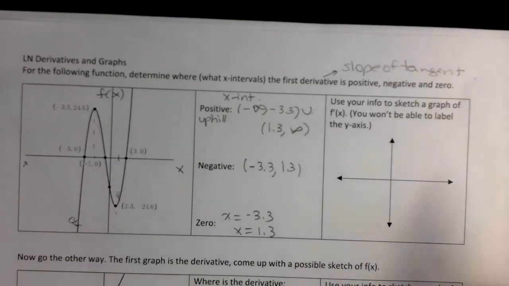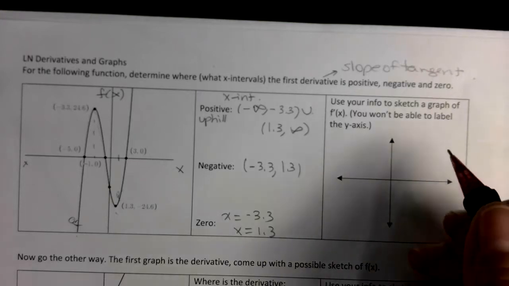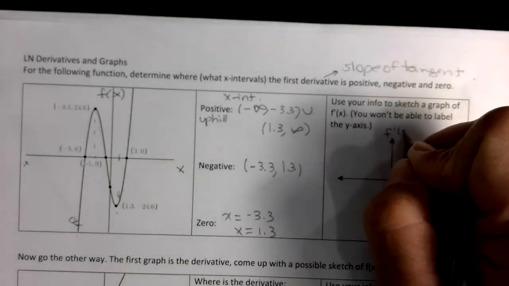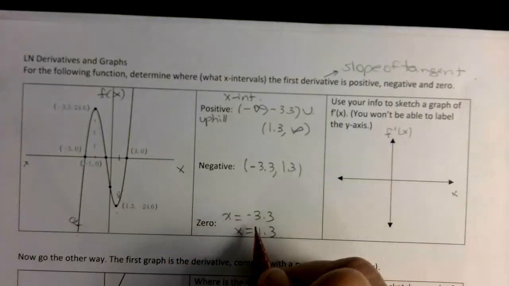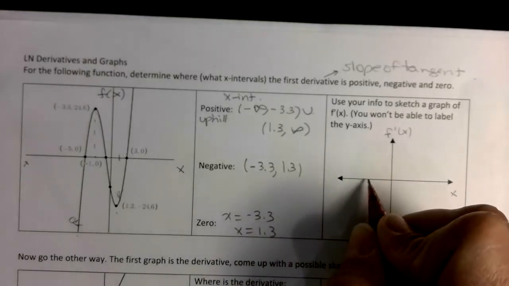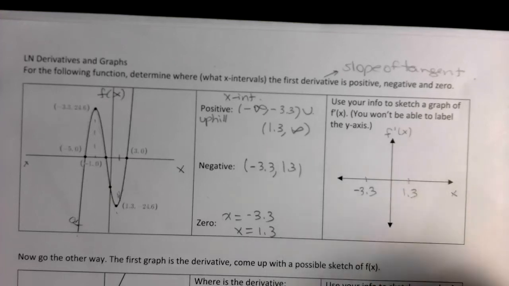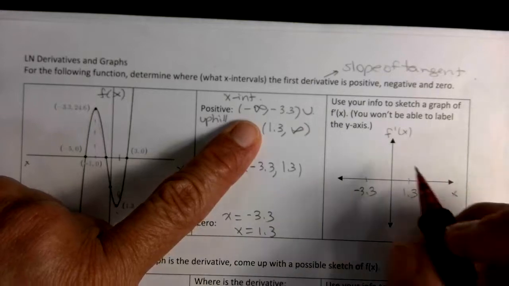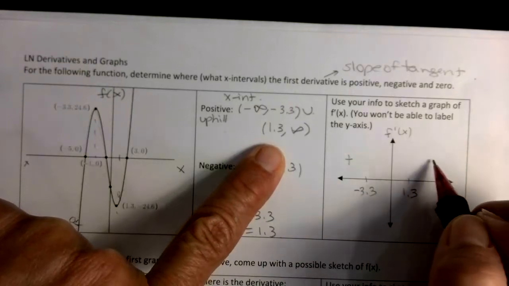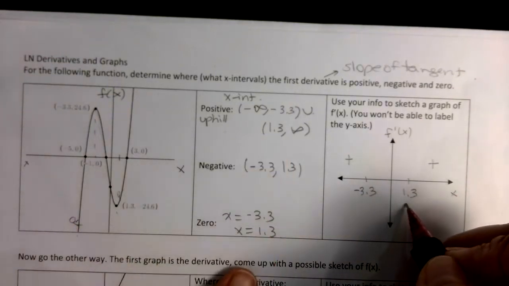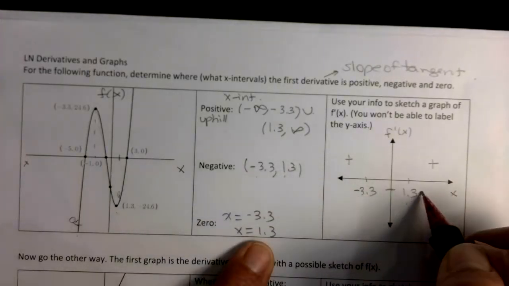Now, here's what I want to do. We can't really label our y-axis, but we can label our x-axis, and we can draw a graph of f prime of x. Okay? So we know, right, stuff happens. Our derivative has a 0 at negative 3.3 and at 1.3. It's positive, right, to the left of negative 3.3. I'm just going to put a plus up here to remind me. And it's positive to the right of 1.3, and then it's negative in between negative 3.3 and positive 1.3.